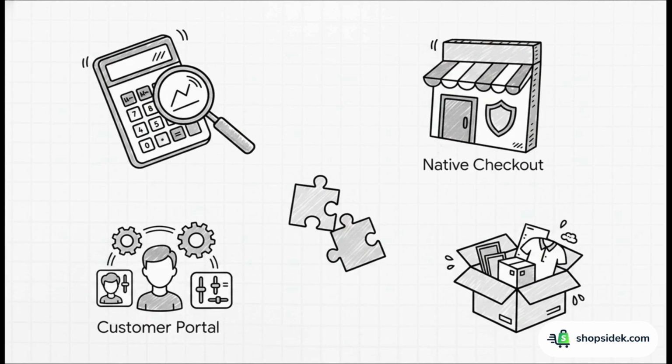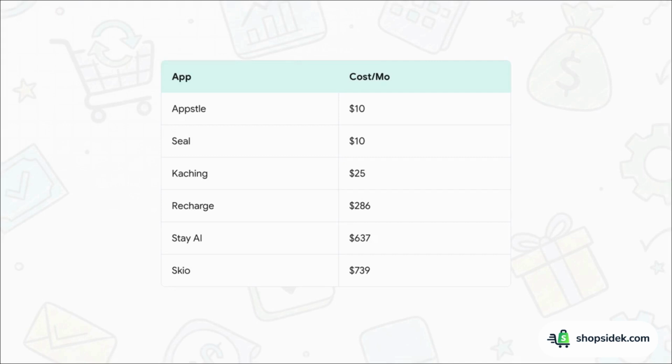and customer support tools. Let's put this into perspective and look at the actual math, using $10,000 in monthly revenue as our benchmark. For a flat fee app like Seal or AppStore, your total monthly cost sits right around $10. It's great. But look at what happens with enterprise apps that take a percentage fee. An app like Skio shoots all the way up to over $700 a month for that exact same 10 grand in revenue. That massive jump, that is the success tax in full effect.